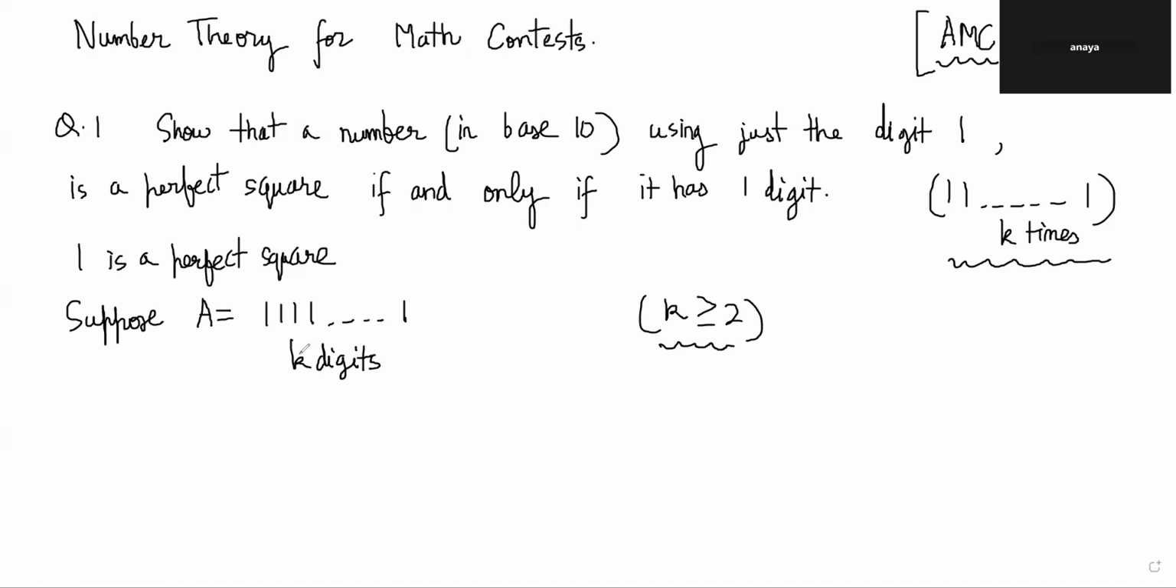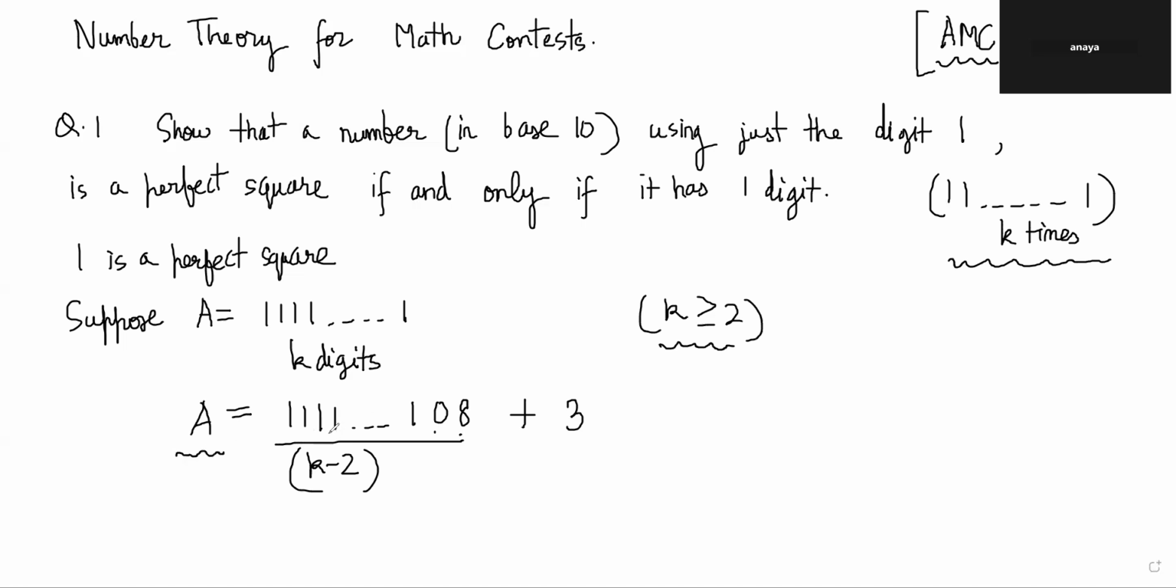Then such a number can always be written as A equals 1, 1, 1, 1, with k minus 2 ones, then a 0 and an 8, plus 3. Think about it: k minus 2 ones, and then I put a 0 and an 8. Obviously, when you add 3 to it, it will become 1, 1. This is the place value representation of this number.